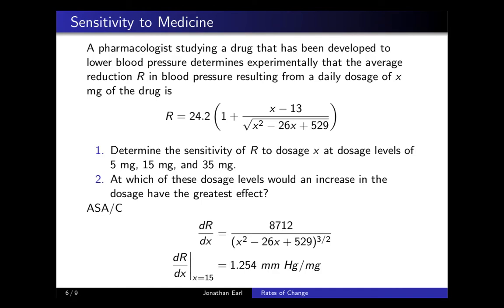So what that says is that we're getting a bigger reduction in blood pressure by increasing the dosage up to 15 milligrams. But then if we go on to 35 milligrams, what we see is that the rate at which we decrease the blood pressure drops down to about 1/3 of a millimeter of mercury per milligram. So we're getting a less impactful change.